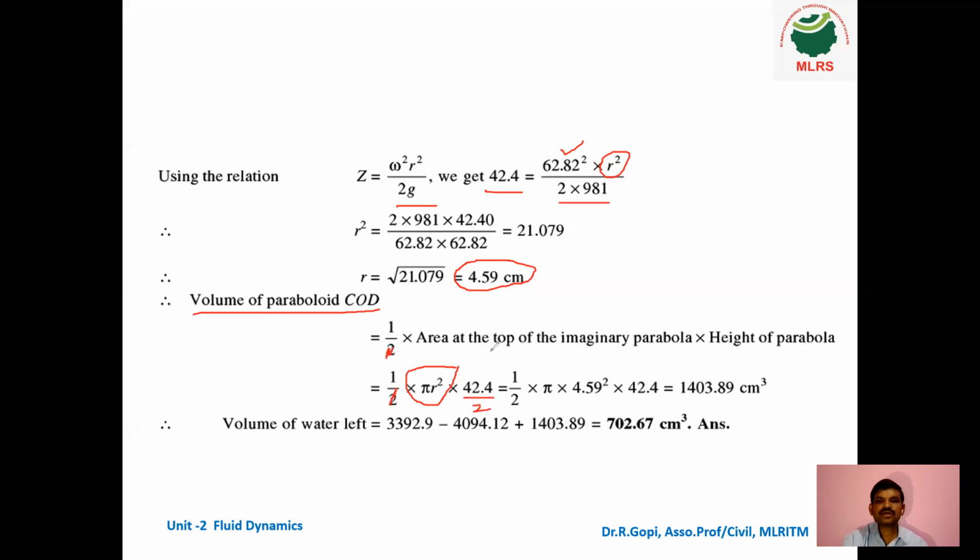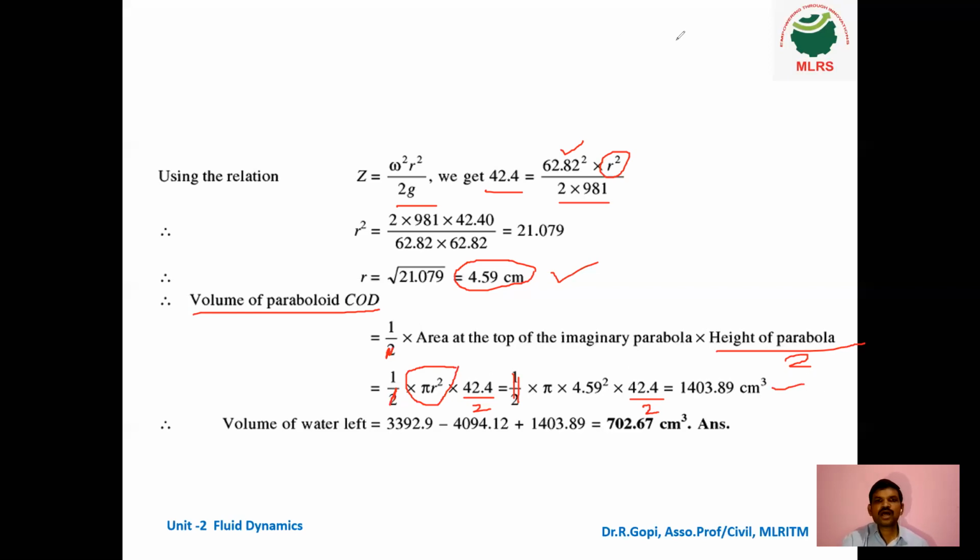Please don't write here. We follow the same formula. Okay, so 42.4 divided by 2. So substitute all the values: pi into R square. R square is this one, 4.59 square into 42.4 divided by 2. This is the answer. So finally we got 1403.89 centimeter cube. So this is the volume of the paraboloid.